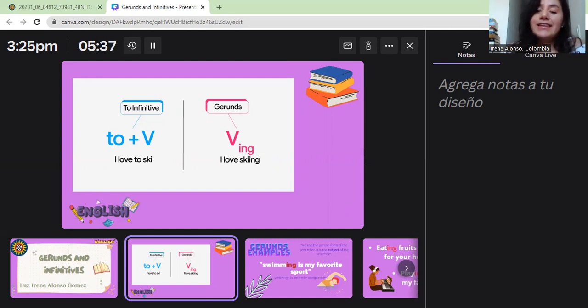And on the other hand, a gerund is a verb form that ends in ing, that in Spanish means ando, yendo. And it is used as a noun, maybe walking, traveling, boating, and an infinitive is the base form of a verb preceded by to, like to walk, to travel, or to boat. Gerunds and infinitives can function as the subject of the sentence or the object of a verb.